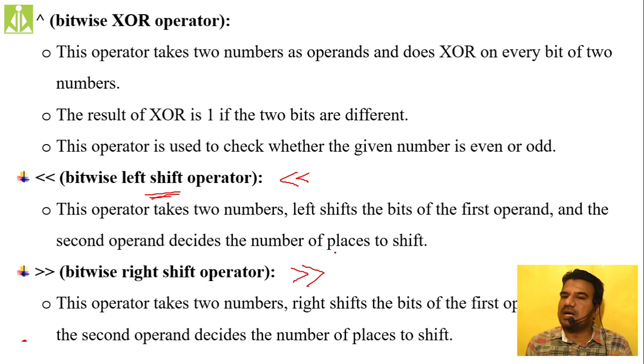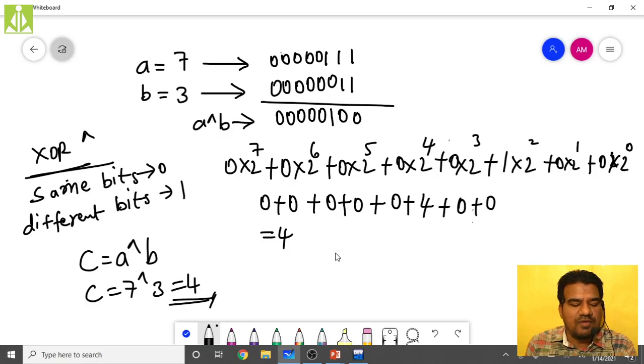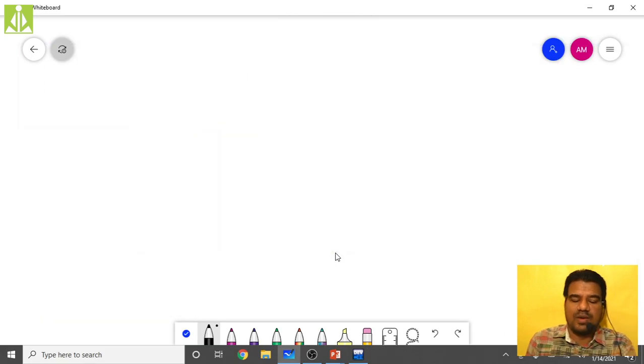The value which comes out of the places will get discarded, and a new zero will get added on the side that is vacated. It is very simple to understand if I do it practically. So first I will show you bitwise left shift, then I will show you bitwise right shift.